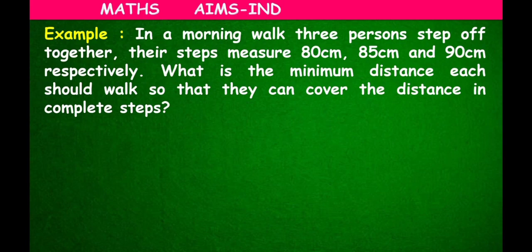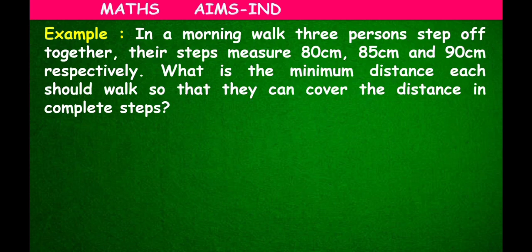Next. In a morning walk, three persons step off together. So 3 persons are going for a morning walk. Their steps measure 80 centimeter for one person, 85 centimeter for the second person, and 90 centimeter for the third person respectively. What is the minimum distance each should walk so that they can cover the distance in complete steps?